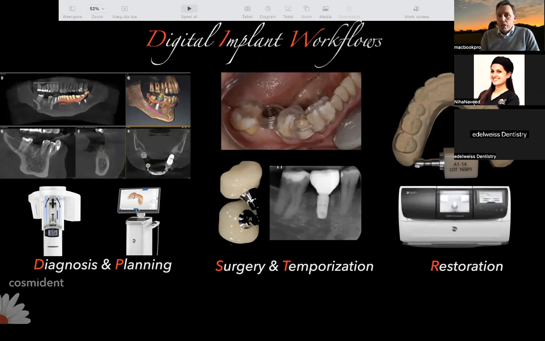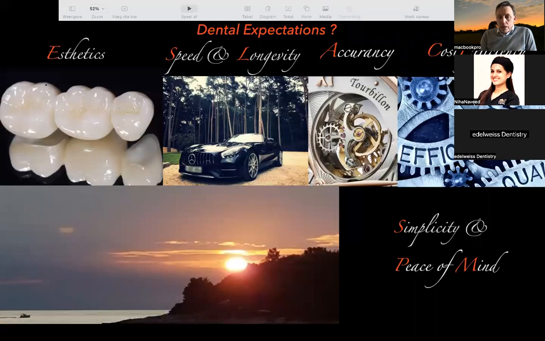Based on this, we do a 3D planning in the software. Based on this, we mill a 3D printed guide to do the surgery. We place the implant, and immediately on top of that, we place the Edelweiss CAD/CAM implant restoration. The question is what we all as dentists want, what are our dental expectations?